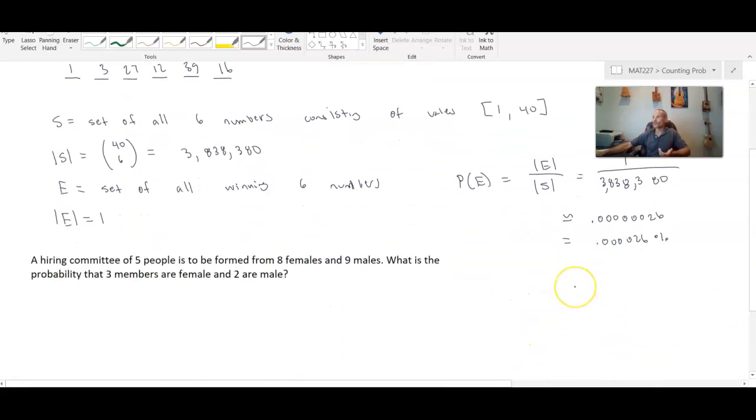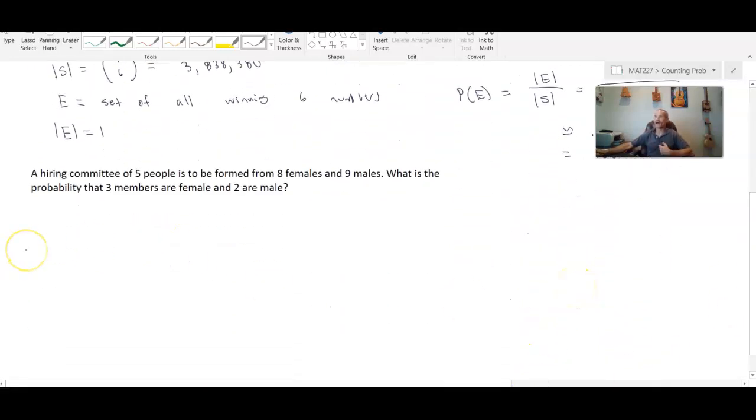Now, in other situations where we might have to count, let's say we're building a hiring committee. It's going to consist of 5 people, and it's going to be formed from 8 females and 9 males. What's the probability that we get 3 members that are female and 2 that are male?